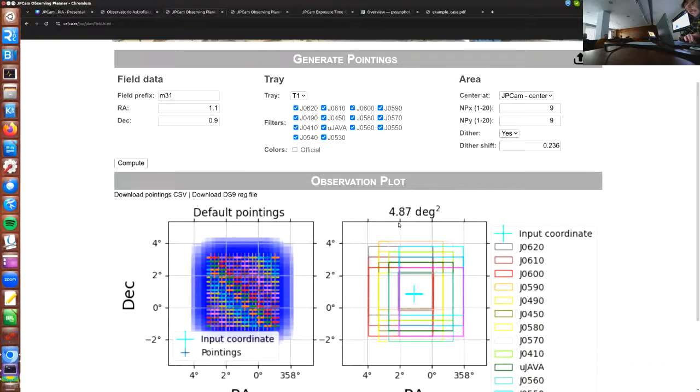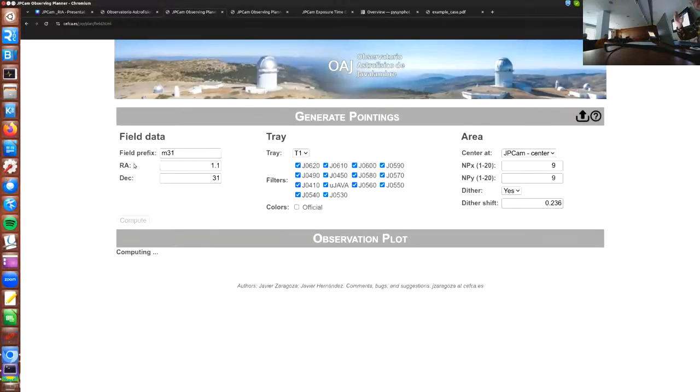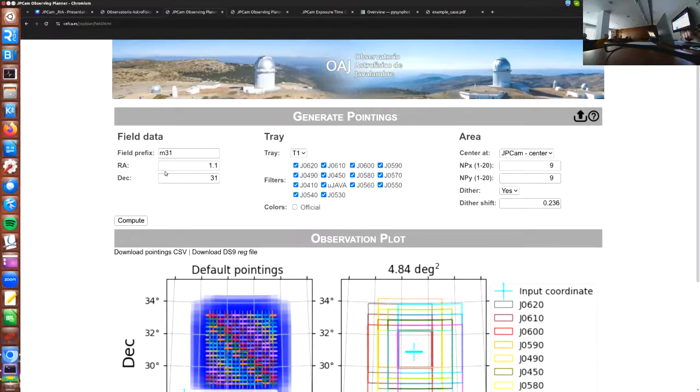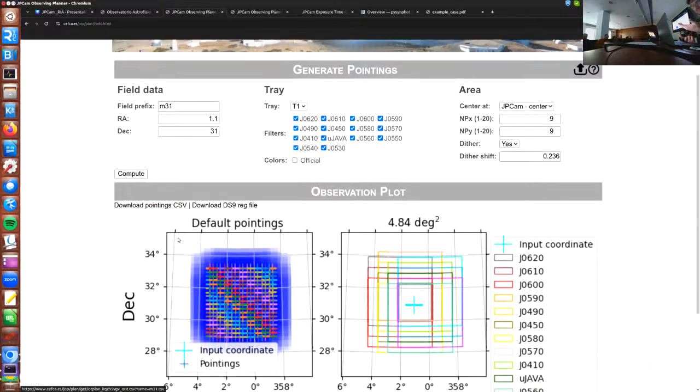This can change, depending on declination. I don't know the declination of Andromeda. Do you? Declination is like plus 31. So it depends on declination. The right ascension is 1 hour 30. The effect of declination is not that much because, as we can see, it's almost 5 square degrees.